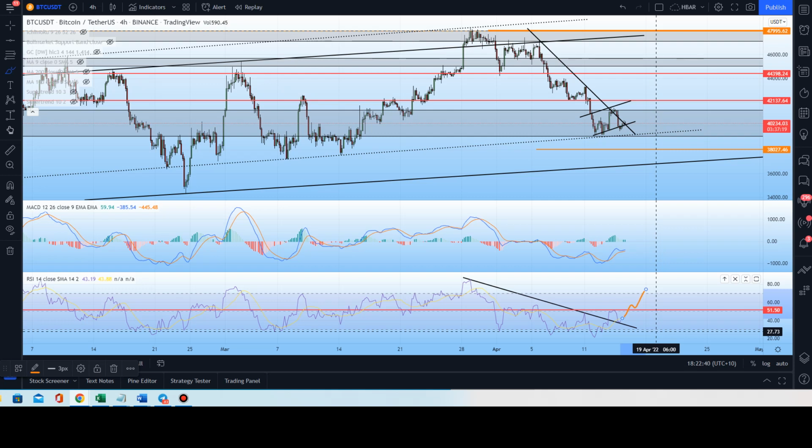If we do not clear the 51.5, the more likely scenario is that we drop downwards to that $39,000 to $38,000 zone first. All right, guys. Just going to reiterate that point one more time, just so everyone is very, very crystal clear. If we break 51.50 on the RSI, we are more likely to head to $42,000 first. If we do not break 51.50 on the RSI, we are more likely to head to $39,000 to $38,000 first.